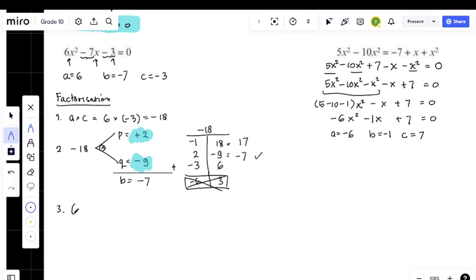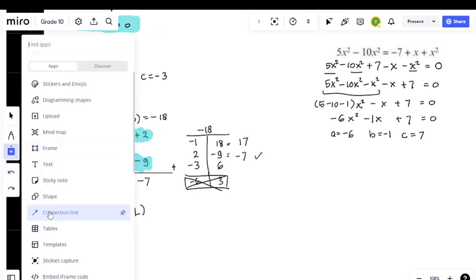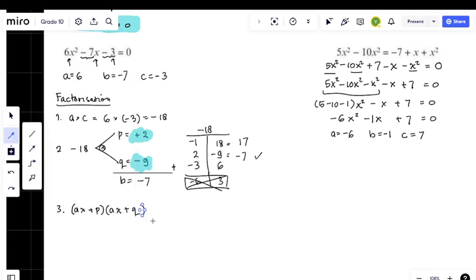dalam bentuk seperti ini. A times x plus with the p we have, and then multiply with another a times x plus with the q we have, and after that we're going to divide it. Ya, we're going to divide it by a. Ya, setelah itu kita akan bagi dengan a.